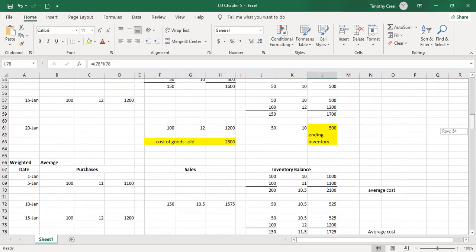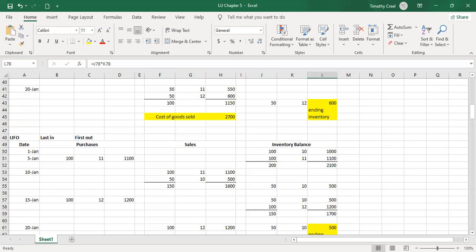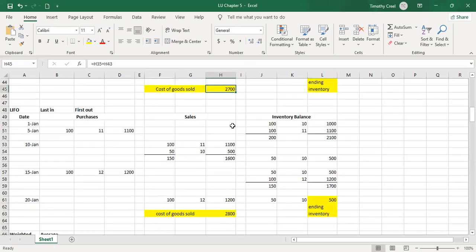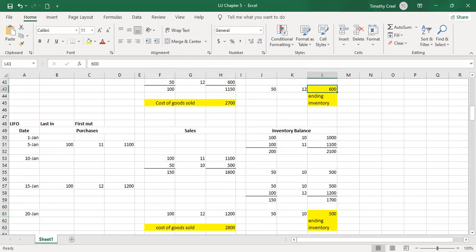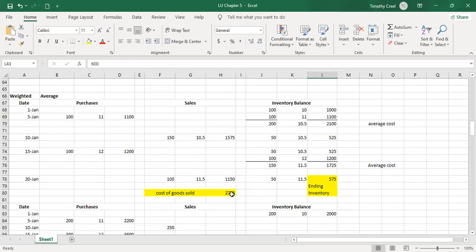Now, one thing to notice: remember how earlier I showed you that there's a difference between FIFO and LIFO in cost of goods sold and in ending inventory. Notice that average cost is somewhere in the middle, both as far as cost of goods sold and the value of ending inventory. LIFO takes one extreme, FIFO takes the other extreme, and weighted average is somewhere in the middle.